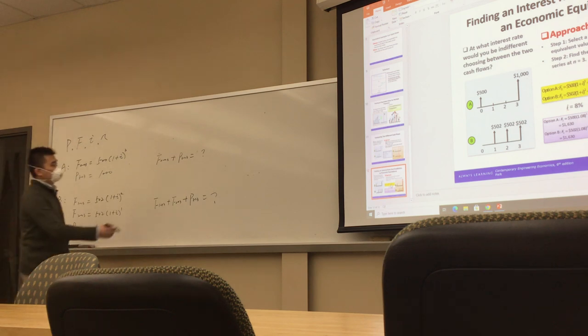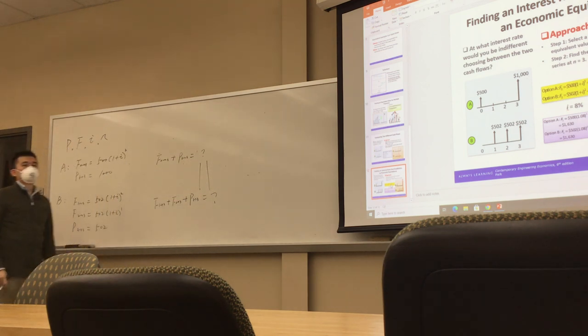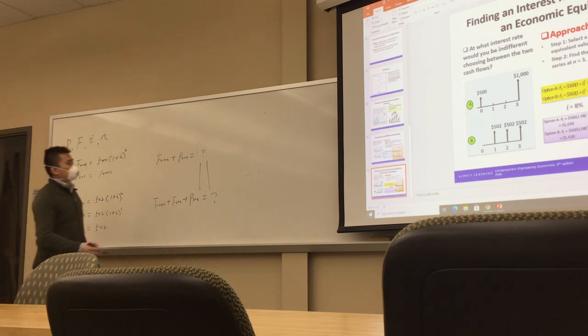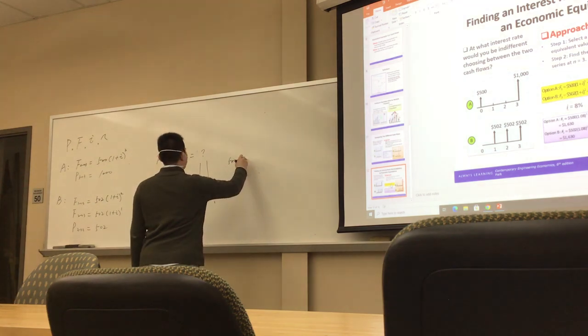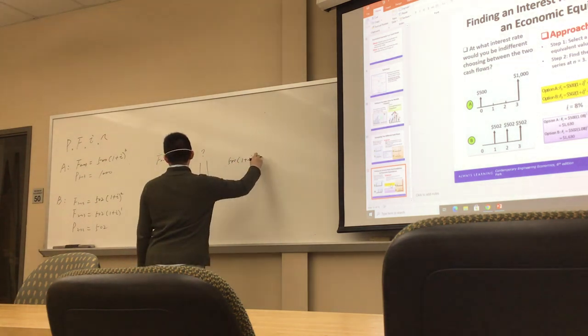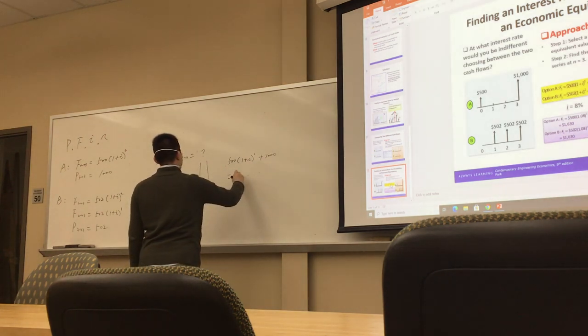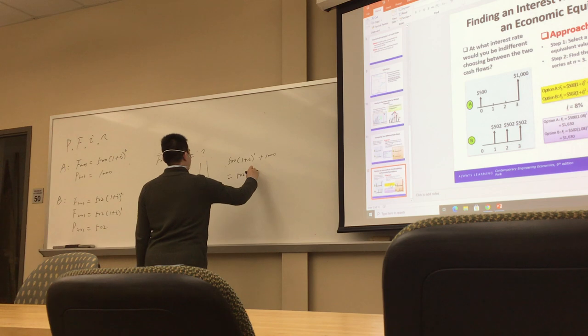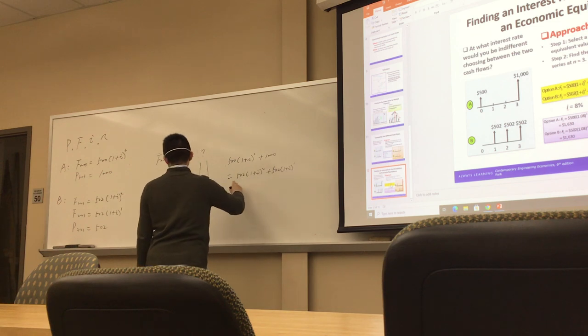So then this should be equal to this. Okay, then let's see what we can do. Okay, 500(1 plus I) to the 3 plus 1000 equal to 502(1 plus I) squared plus 502(1 plus I) to the power 1 plus 502.